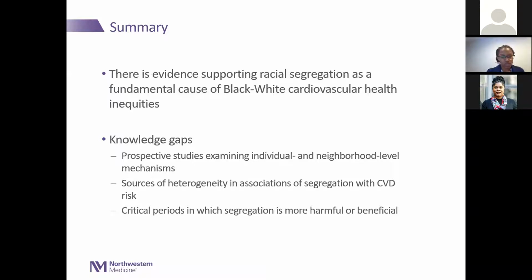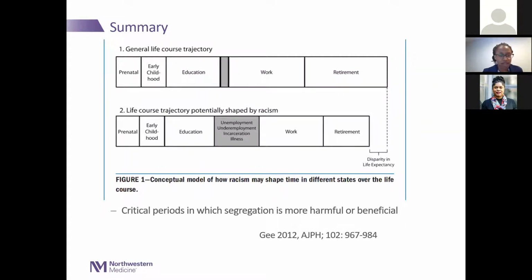Another gap is sources of heterogeneity in associations of segregation with CVD risk. What are the individual, neighborhood, and potentially policy level factors that might mitigate the impact of segregation on CVD risk? And finally, identifying critical periods in the life course in which segregation is more harmful or beneficial. One thing I wanted to highlight is a conceptual model by Gee, Walsemann, and Brondolo, looking generally at racism over the life course. What are the points in life that are affected most by exposure to racism? If you think about how segregation influences education, it may truncate the amount of time spent in the educational system, which could result in unemployment or underemployment.